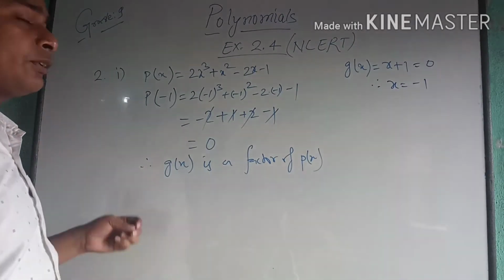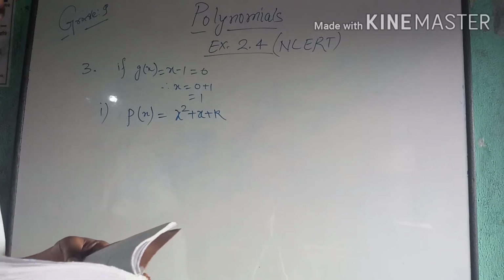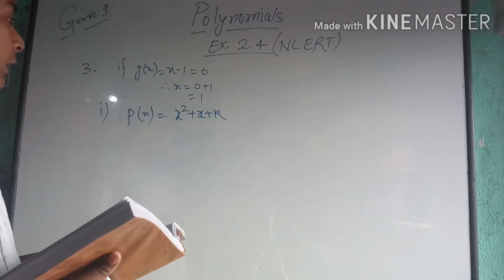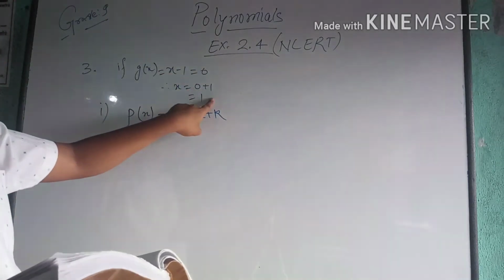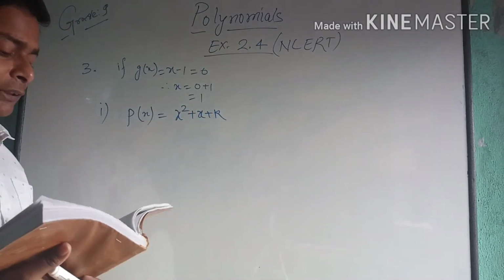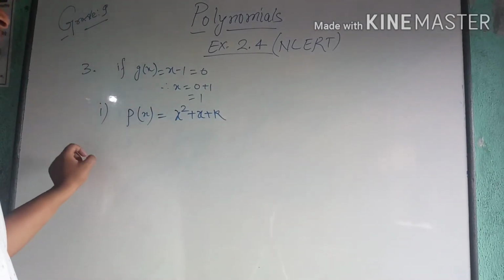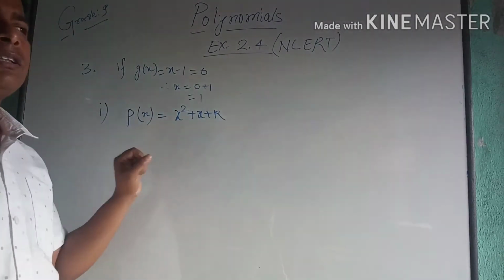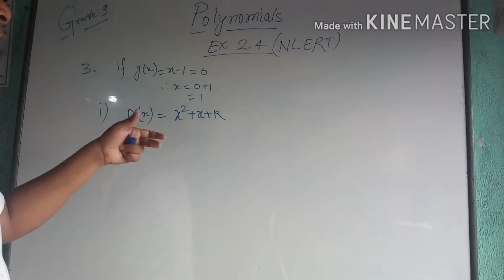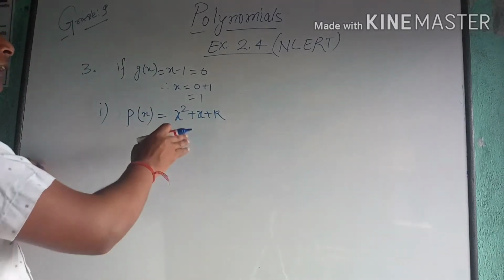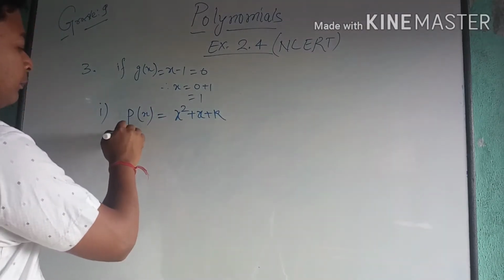All other parts are similar to the same, so we will skip that part and switch to question number 3. Find the value of k if x minus 1 is a factor of p(x) in each of the following cases. Here we have g(x) as x minus 1. We can find the value of x as 1. Now part 1 says p(x) is equal to x square plus x plus k, and we have already studied the factor theorem that if the remainder is 0, then that polynomial is known as one of the factors of the given polynomial. So only we have to use that factor theorem, and we will equalize with 0 because we know that in that case the remainder is 0.